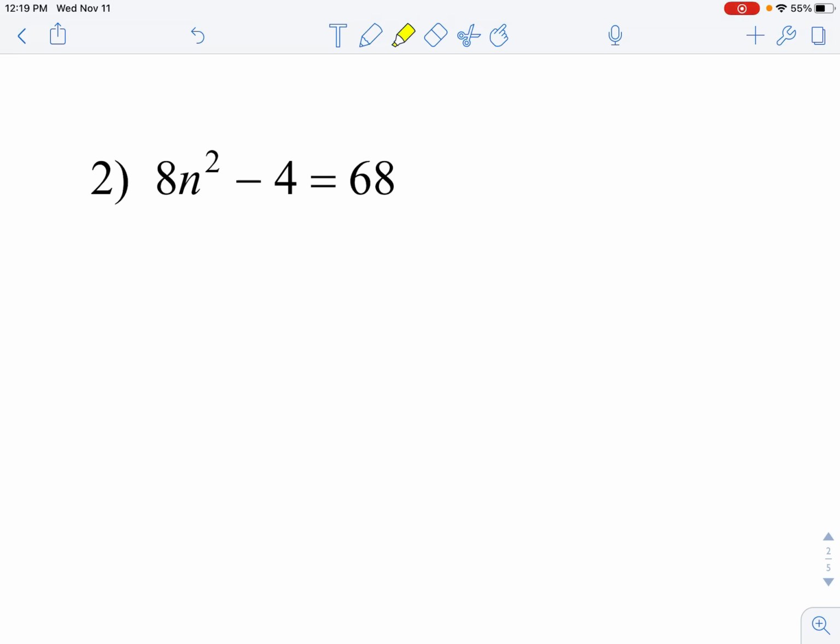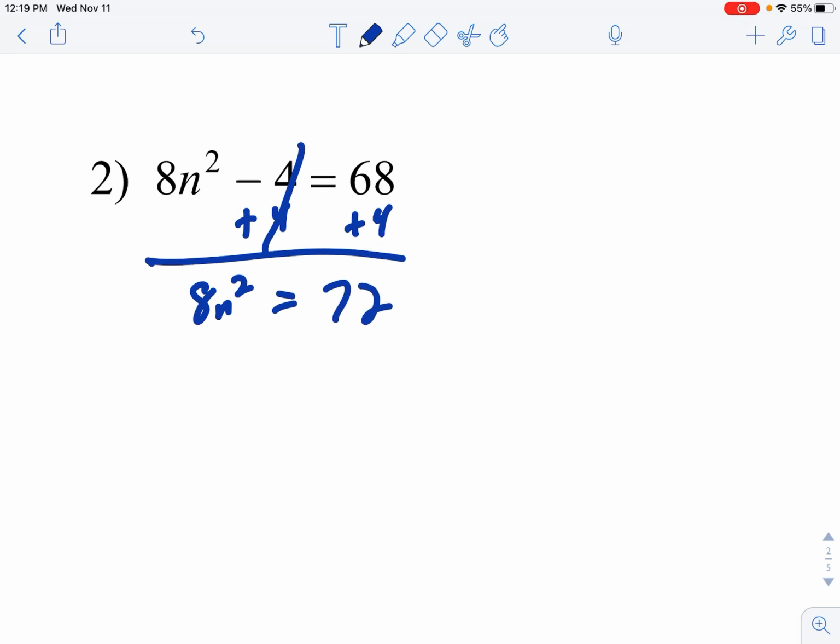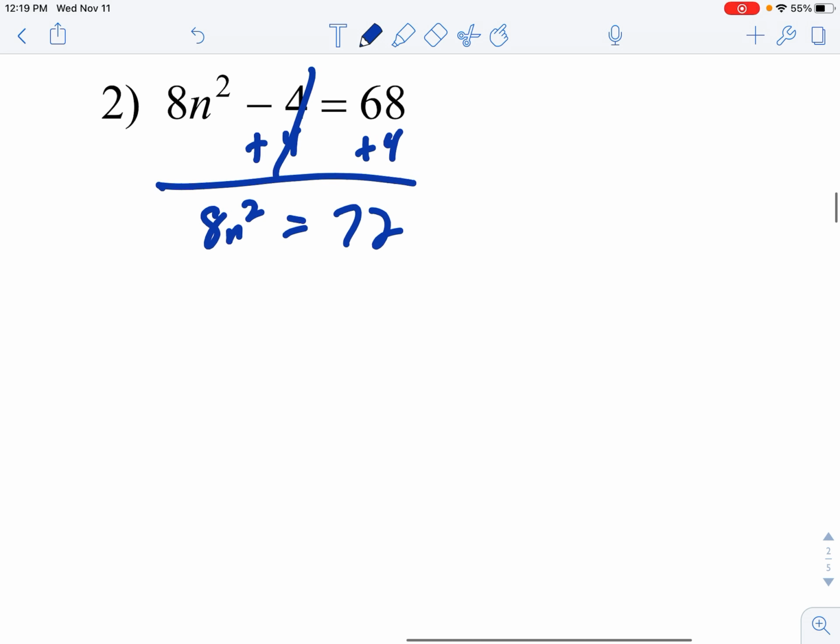Okay, so number 2, here's our variable. We want to isolate it. We want to solve it. So we need to cancel out the minus 4, cancel out the times 8, cancel out the square. To start this off, I am going to add 4 to both sides of the equal sign. Cancel out that minus 4, you get 8n squared equals 72. Then divide by 8. Since it's times 8, of course you divide. Always do the opposite. You get n squared equals 72 divided by 8 is 9.